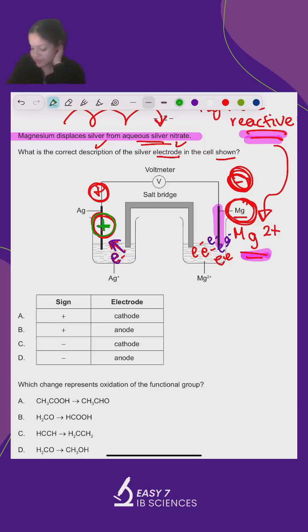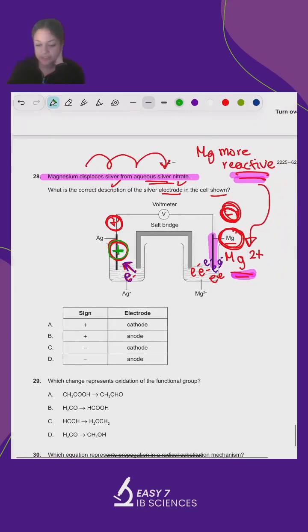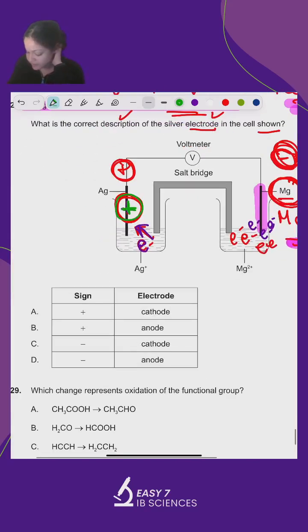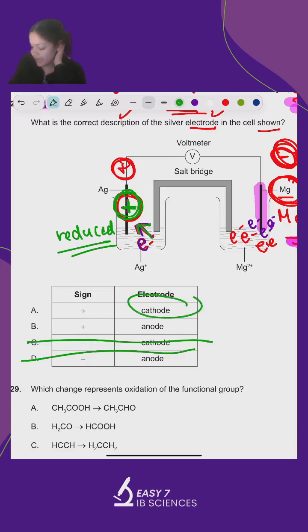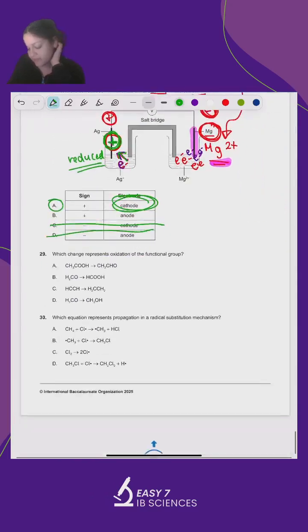Anyways, so the sign on this electrode is going to be my positive sign. So we can exclude C and D if you've been following along. And if this is the one that's positive, it's the one that's gaining electrons, it's the one that's getting reduced. Therefore, reduction always happens at my cathode. So that's why A is the correct one. Okay?